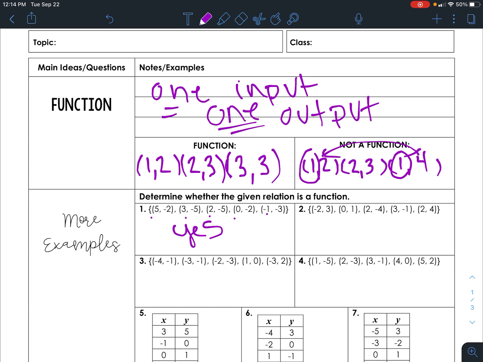Let's do number 3. (-4, -1), (-3, -1), (-2, -3), (1, 0), and (-3, 2). What I want to look for are repeating values of x. Are any of those x's the same? Right here I have a -3, and right here I have a -3, and these y values are different. Since one input, -3, can only have one output, it would have to be -1 in both spots or 2 in both spots. This one cannot be a function. All right.